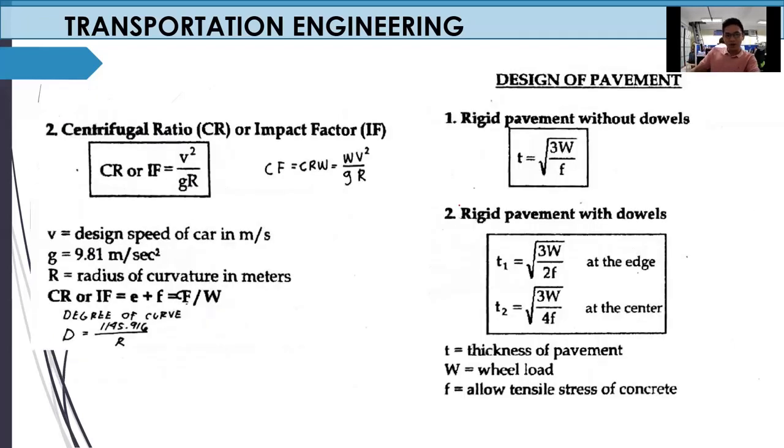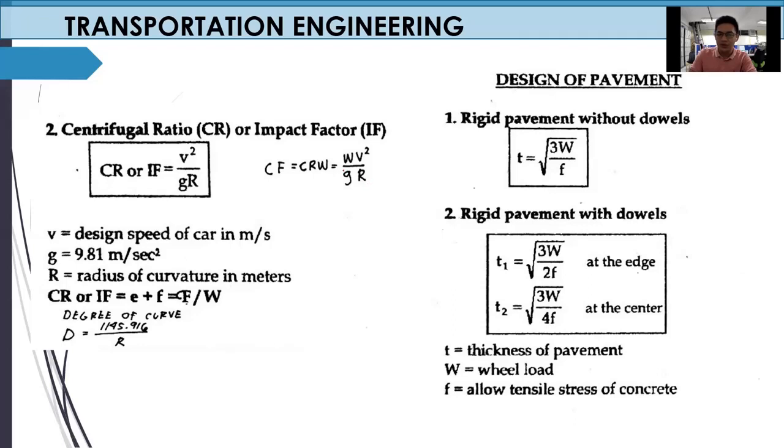Ayan. So, how about this one? Next thing is centrifugal ratio. That is CR. Or pwede din siyang tawagin na impact factor. So, same lang yan silang dalawa. No? CR or IF natin, that is V squared over GR. Pwede din, if baliktarin mo, that is W, which is our weight, times V squared over GR. Same pa din yan ng result.